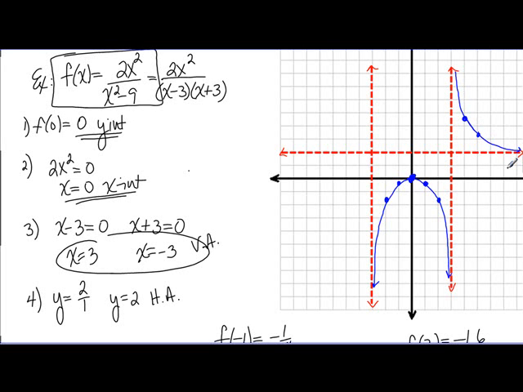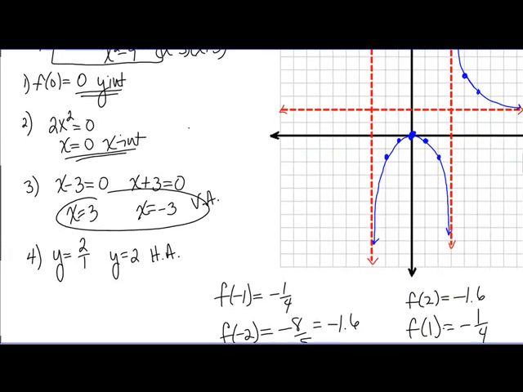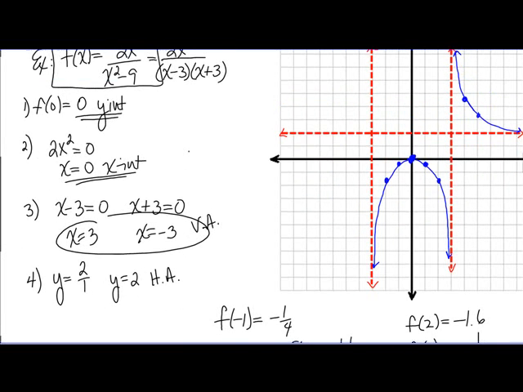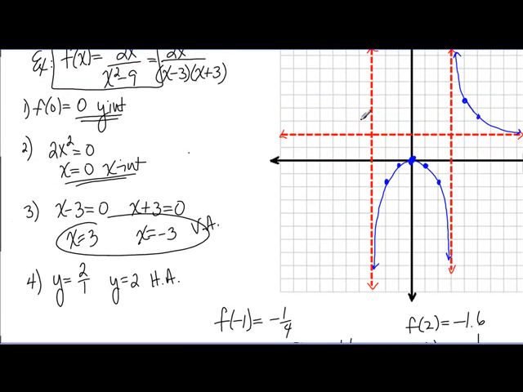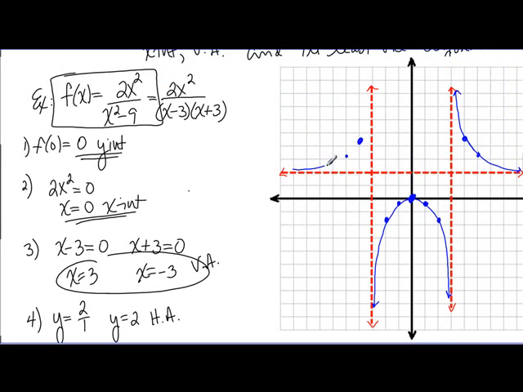Plotting the points for negative 4, be about right there, and negative 5, we get something kind of like that. So there's a lot of work involved in sketching the graph of a rational function. If you'll go step by step, it will be a lot easier for you.